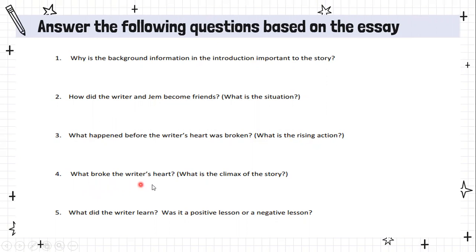Now, what broke the writer's heart? So this is the climax. The climax is the major event, the writer's heart got broken, okay? You also find this in the third paragraph. So you refer there to find the climax and answer the question.